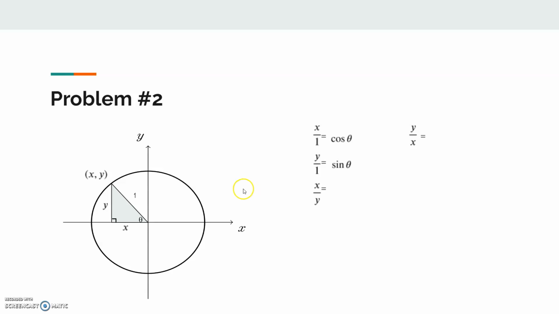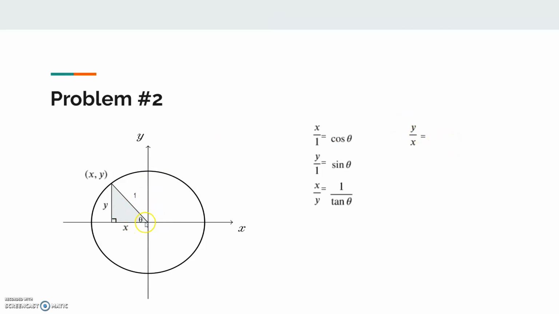Next we have x over y. That's weird, we have x over y. We haven't learned that yet, but you can see that this is the adjacent over opposite. We know that tangent is opposite over adjacent, and that seems to be the inverse of tangent. So for now, we can put 1 over tangent, and we can learn more about inverse trig functions in a later video.